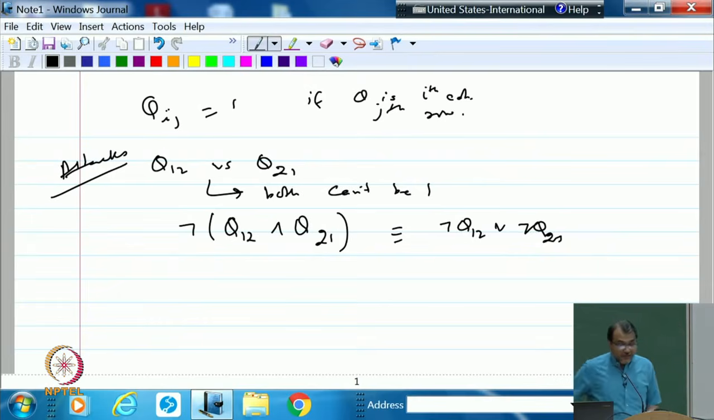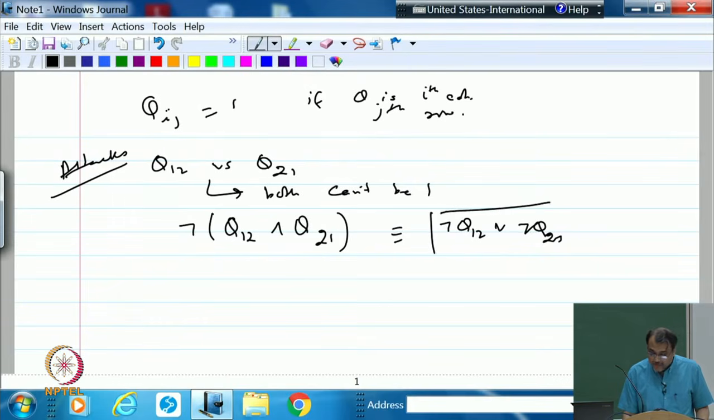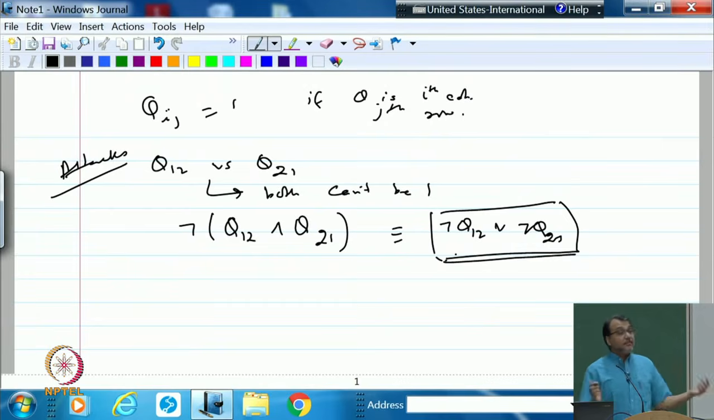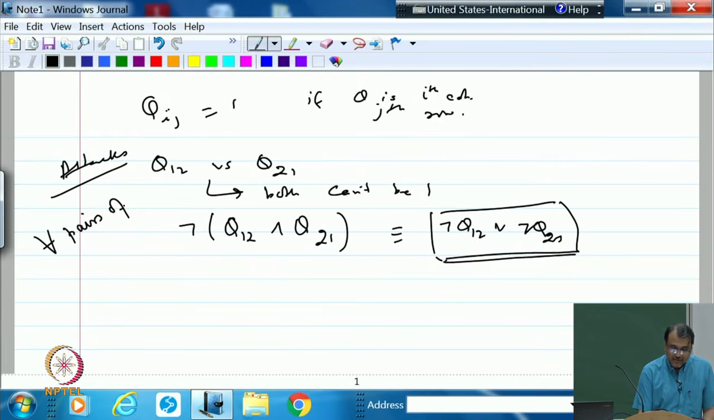Now let us suppose I wrote this formula for all such pairs of attacking positions.